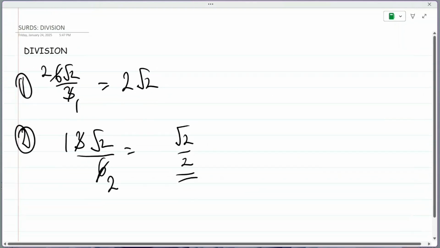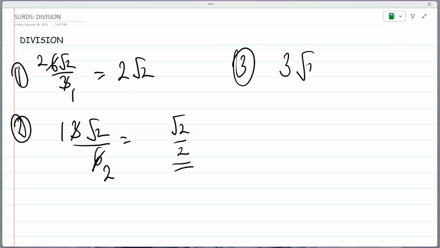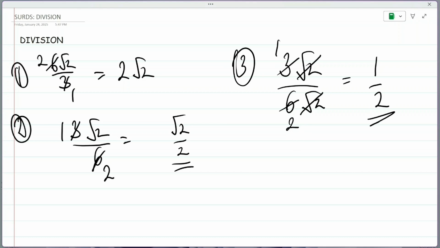Then to the third question, we have 3 root 2 over 6 root 2. 3 and 6 are whole numbers, and these 2 are in roots. Since they are the same, you can say root 2 cancels root 2, 3 in 3, 1, 3 in 6, 2. Your answer is 1 over 2. You have 1 left at the top, the numerator, then 2 at the bottom, the denominator. Your answer is therefore 1 over 2.